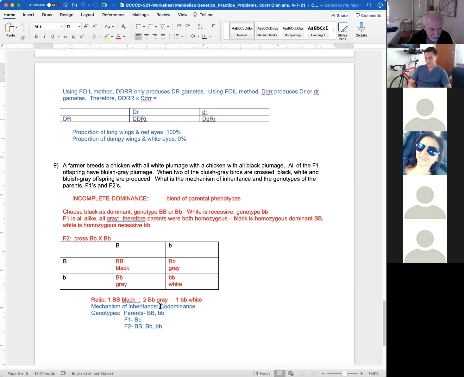So again, we say mechanism of inheritance, it should actually be incomplete dominance. And so this is our answer. Incomplete dominance is the mechanism of inheritance, and the genotypes of the parents must have been big B, big B and little b, little b. The genotypes of the F1s are 100% big B, little b. And in the F2s, the genotypes produced are big B, big B, big B, little b, and little b, little b.